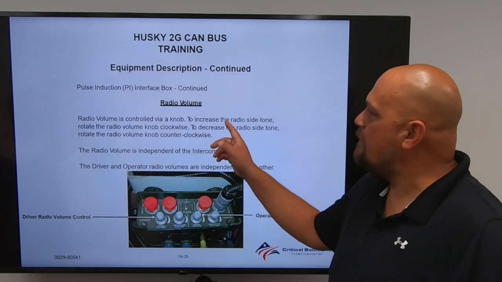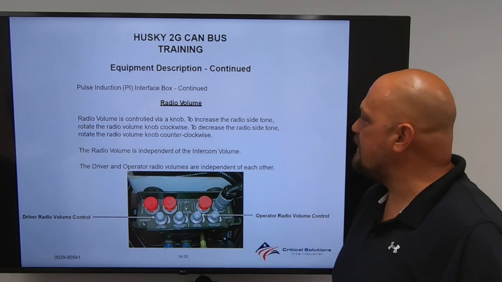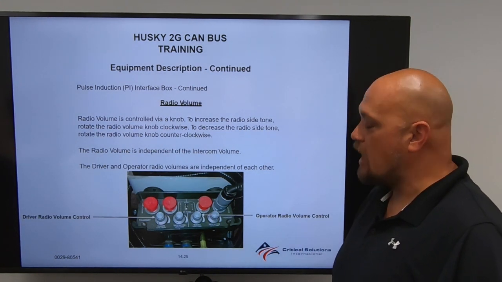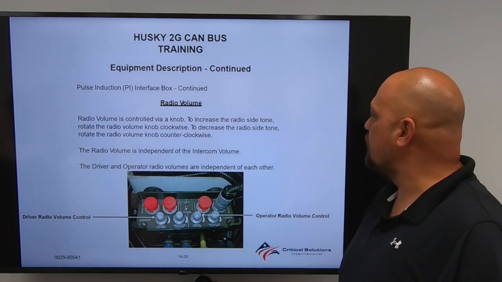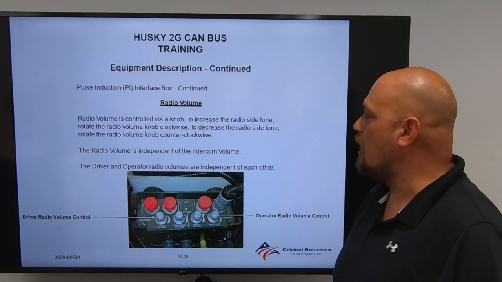Pulse induction PI box interface continued. Your radio volume. Radio volume is controlled via a knob. To increase the radio side tone, rotate the radio knob clockwise. To decrease the radio side tone, rotate the radio volume knob counterclockwise.